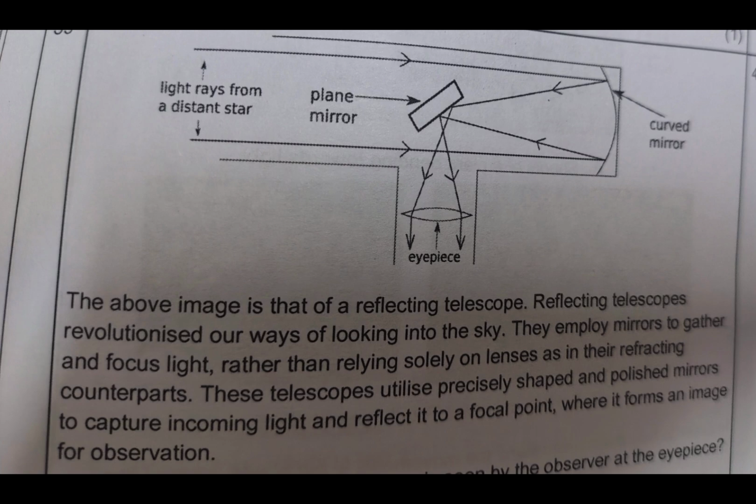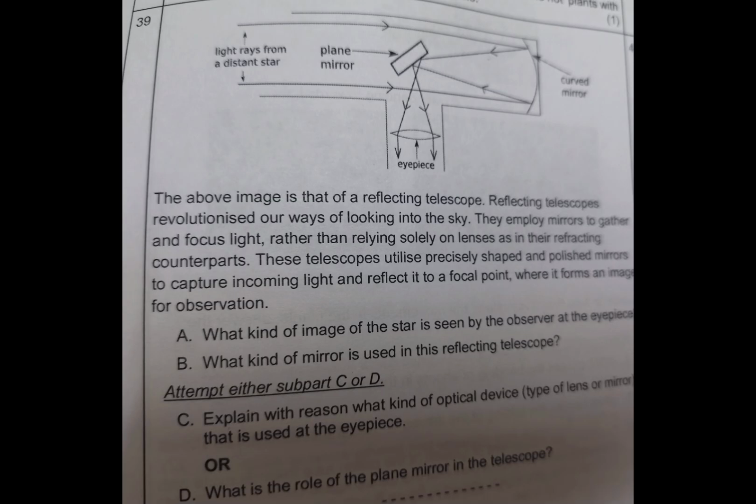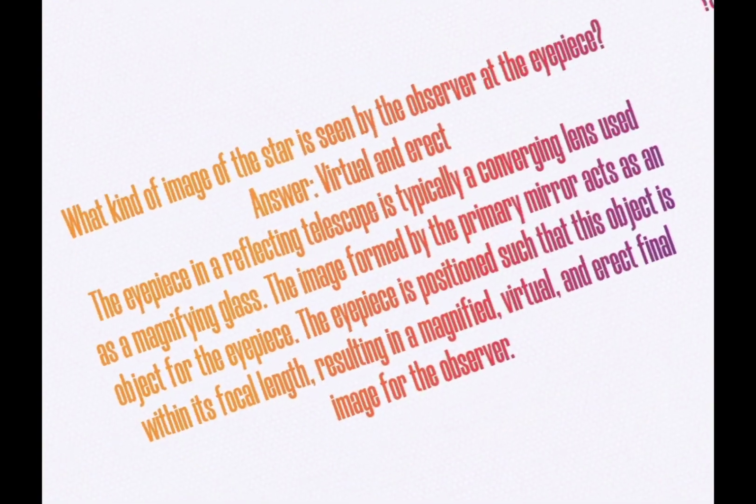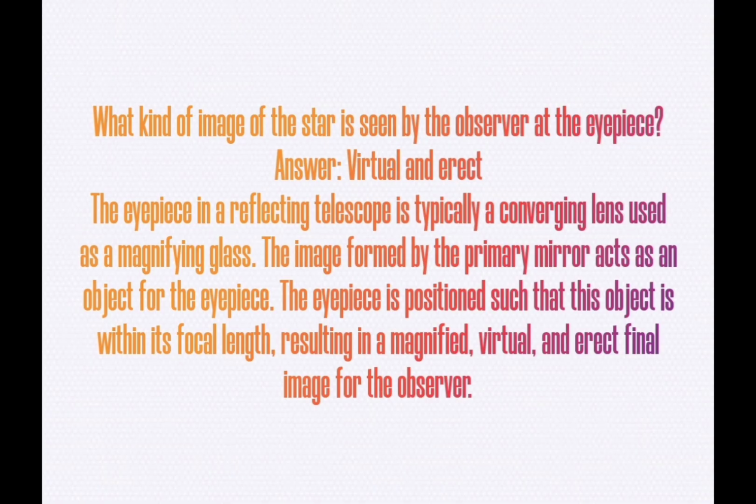Observe the diagram carefully. Here you can see two types of mirror, one is a plane mirror, another one is a curved mirror. One more, the lens, the eyepiece. The eyepiece is a convex lens. Now read the question carefully. What kind of image of the star is seen by the observer at the eyepiece? So what is that? Virtual and erect. Your answer is virtual and erect.